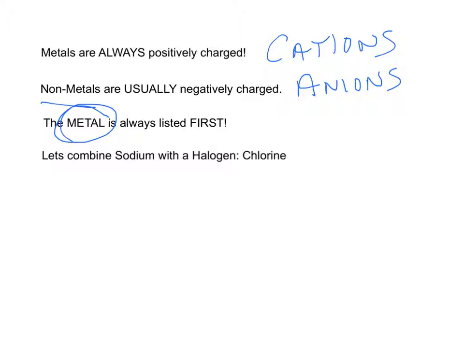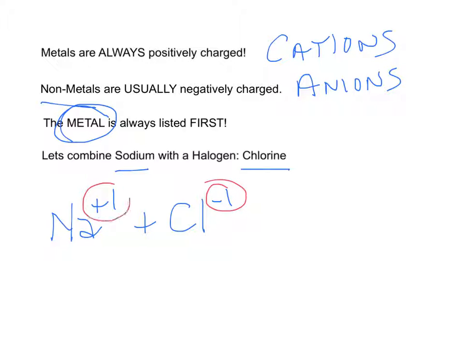Now, let's combine sodium here with the halogen chlorine. We see that sodium is in column 1 and it has a +1 charge. And we're going to combine this with chlorine, which is in column 17 and has a -1 charge. Now the whole job of bonding here is to make sure that once we have determined the charge of each element, when they are bonded together, these charges must equal 0 when we add them together.